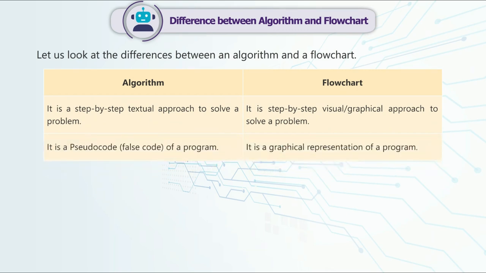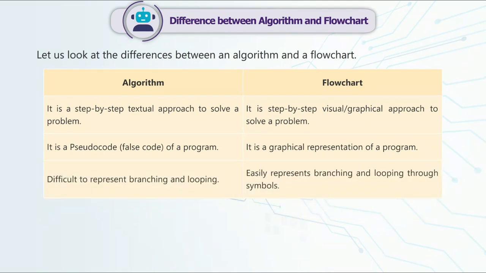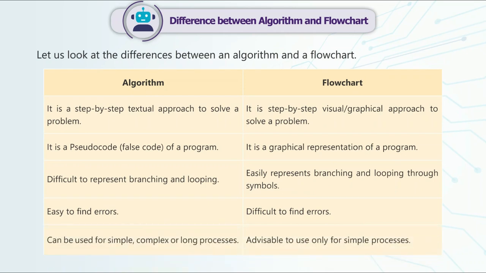It is a pseudocode, false code of a program. It is a graphical representation of a program. Difficult to represent branching and looping. Easily represents branching and looping through symbols. Easy to find errors. Difficult to find errors. Can be used for simple, complex, or long processes. Advisable to use only for simple processes.